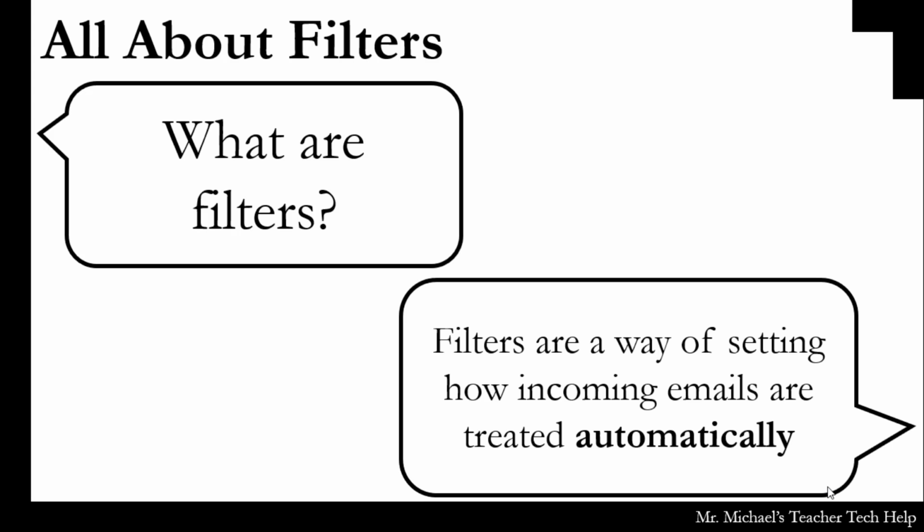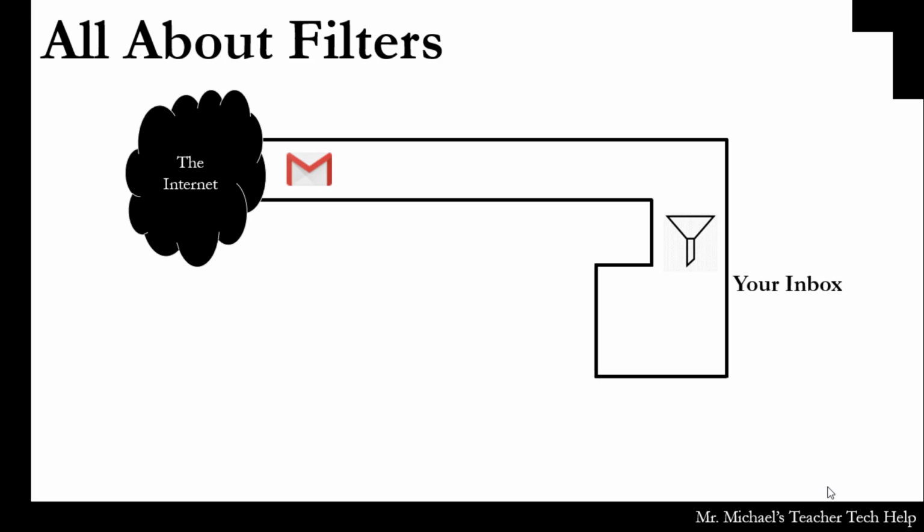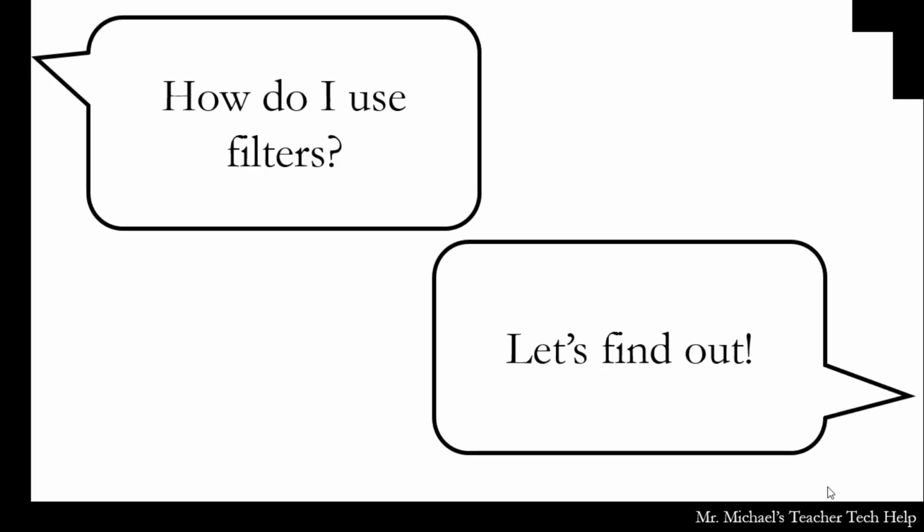So what are filters? Filters are a way of setting how incoming emails are treated automatically. So here's the internet. We have a nice little email message. It hits the filter. The filter does something to the email message, which you set, and you set the parameters for which the email is selected for the filter, and then it drops nicely in your inbox. So how do you use filters? Let's find out.